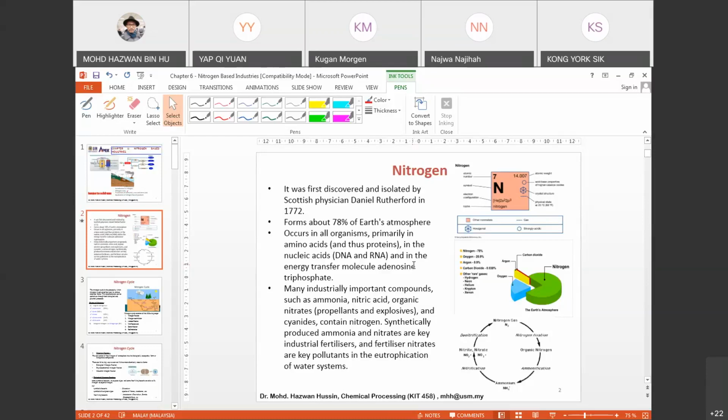Synthetically, it produces ammonia and nitrates, and these are key industrial fertilizers. Nitrate is also a key pollutant in the eutrophication of water systems. So of course, when you produce nitrate fertilizers, this can also harm the environment because nitrates can be easily leached into the water.